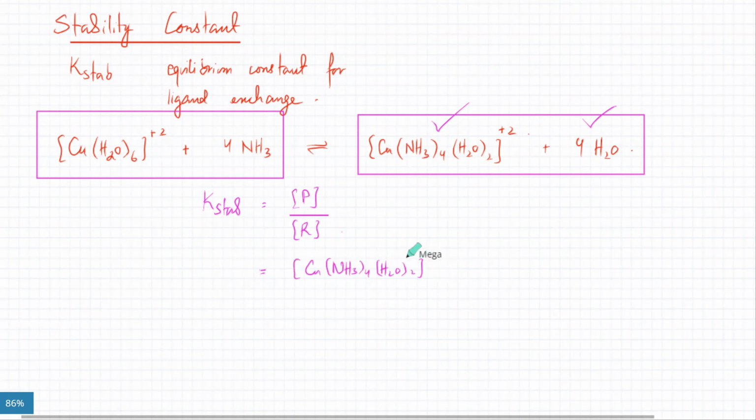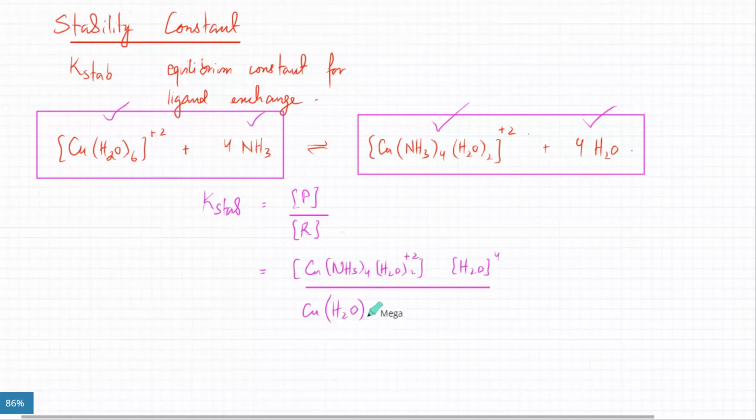Its concentration has a charge of +2, and the concentration of water is going to be to the power 4. And the whole thing would be divided by my reactants. My reactants are these 2: copper with 6 water molecules and 4 NH3s. So it's going to be the concentration of copper with 6 water molecules, and the other one is the concentration of NH3, and the power is going to be 4.